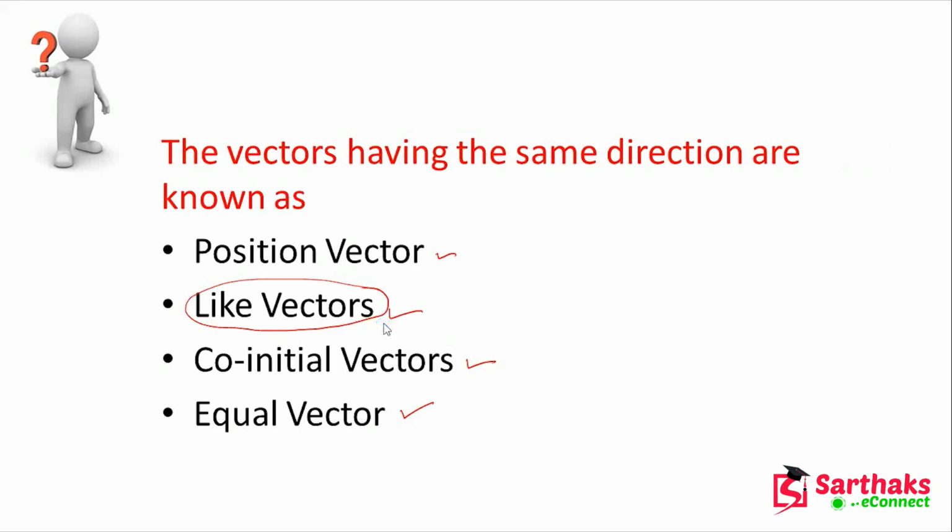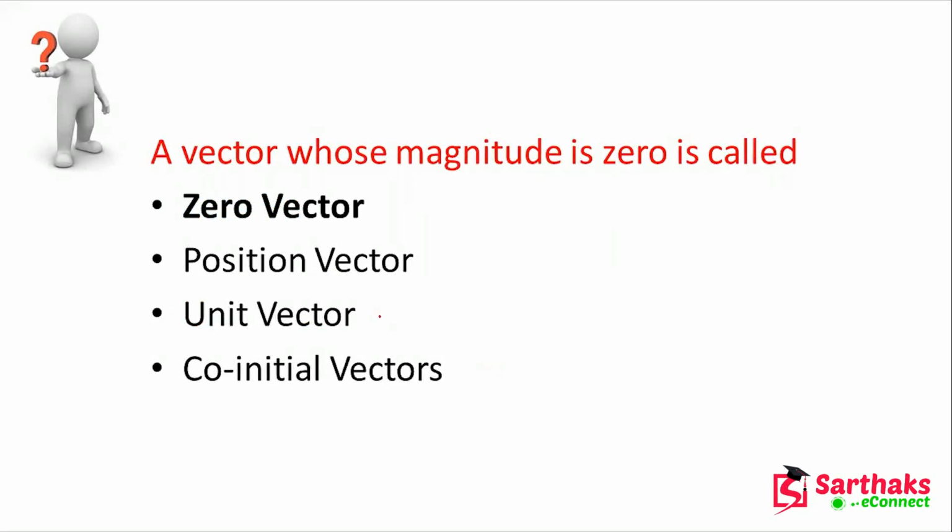A vector whose magnitude is 0 is called a zero vector. In the zero vector definition, we take one point which starts here and terminates also here, so it has no magnitude. The magnitude is 0, and we cannot determine the direction. So the right answer is the zero vector.